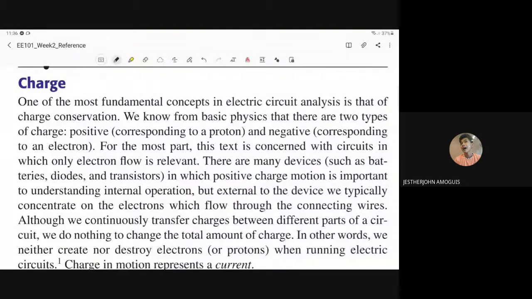None. Okay, so one of the most important concepts in electrical engineering is the charge conservation. Okay. So if we are going to recall, there are two types of charge from our basic physics. We have the positive, which is known as proton, and we also have the negative, which is the electron, which is very fundamentals in physics, very easy, di ba?